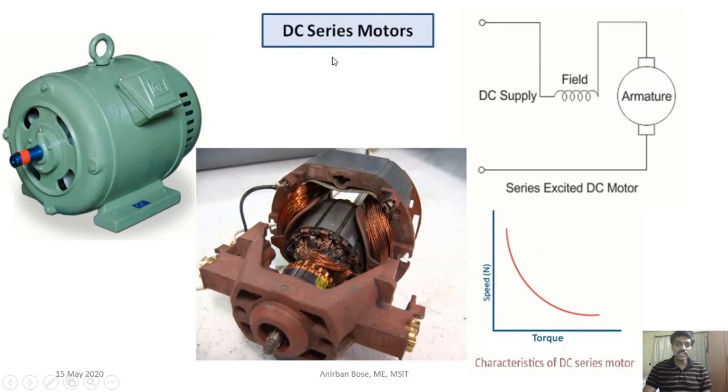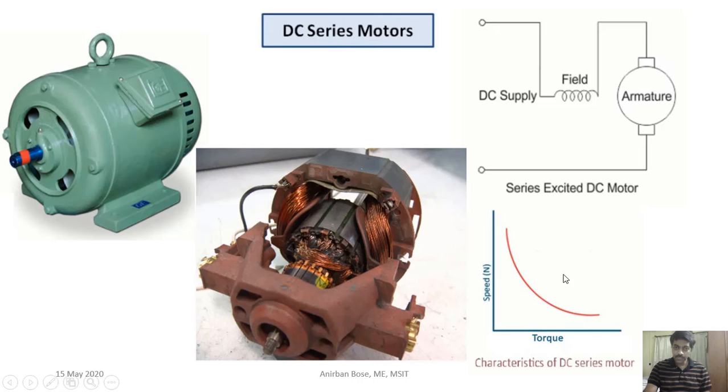Now come to the DC series motor. The name itself tells that in this case also the field winding and armature winding get current from the same power source, and the field winding and the armature are connected in series. That is why the name is DC series motor. And here you can see this is the field winding. If you compare with the shunt motor, the field winding wires in series motors are thick in comparison to the shunt motor wires.